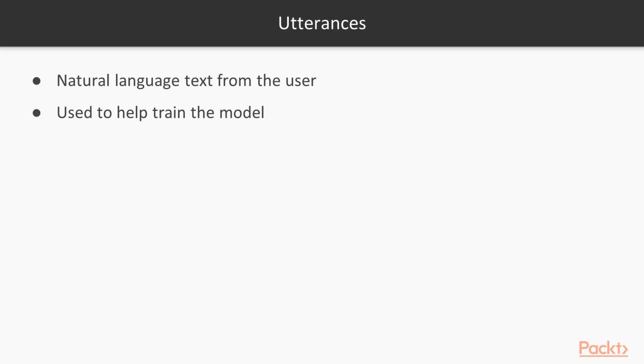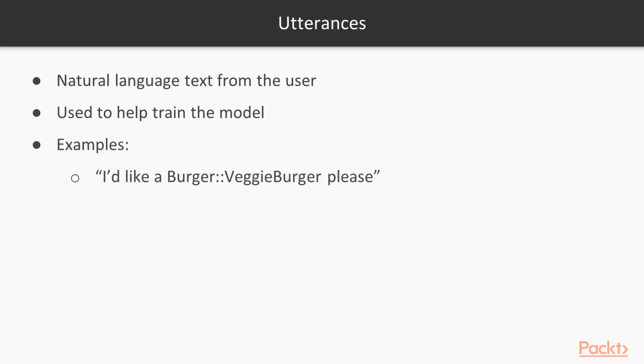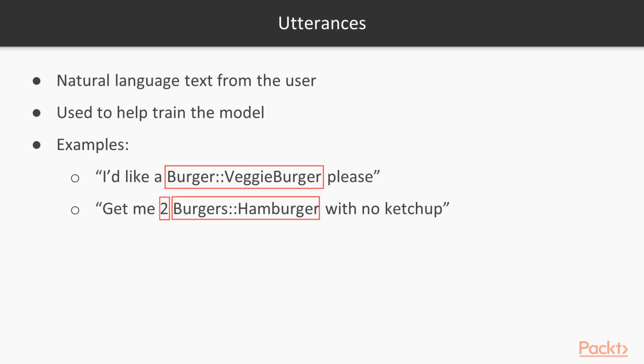For example, for our order burger intent, we might create the following utterances: "I'd like a burger, veggie burger, please, and get me 2 burger hamburgers with no ketchup." Here you can clearly see the entity types. Now, Microsoft recommend that you supply at least 5 utterances for an intent. This gives the model plenty of information to work with when it's training. Now, once your intents, entities, and utterances have been created, we can then move on to training our model. And we'll talk more about this later on in the module.